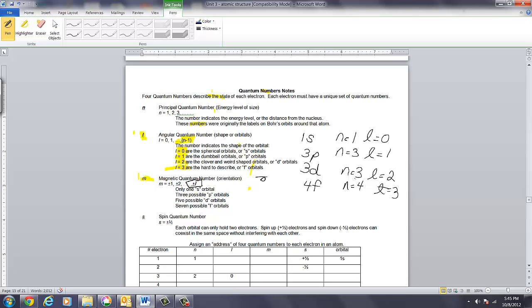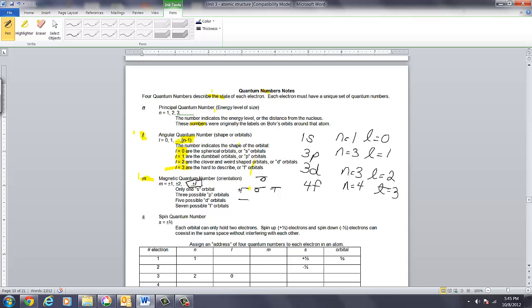Since I'm looking at an s, s has an m value of 0. The only L value is 0, so the only possible m value is also 0. But if it's a p orbital, this could be a +1 if it's in this orbital, a 0 if it's in this one, or a -1 if it's in this one. That's what the plus or minus to the L means. Since if it's a p, L is 1, we're going from +1, 0, -1.